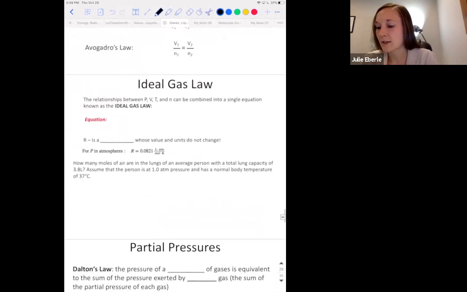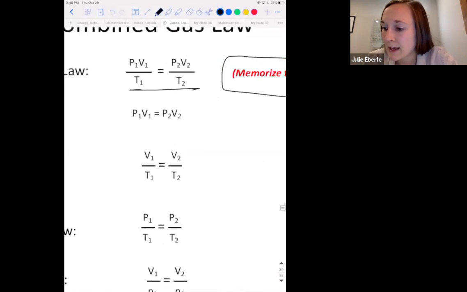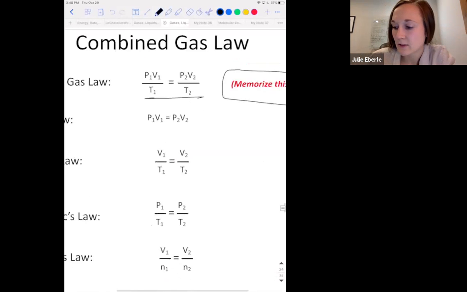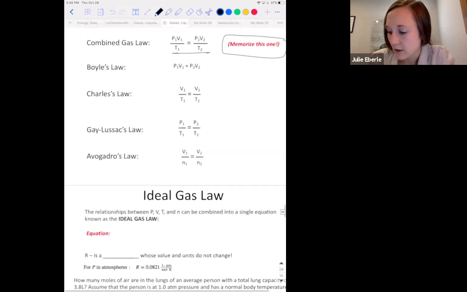All right, let's talk about the ideal gas law. We have a law for the relationship between pressure, volume, and temperature, but if we also want to see how that relates to moles of gas, we need another law, because the combined gas law does not have N, the number of moles of gas. So we need a separate law for that, and that is the ideal gas law.